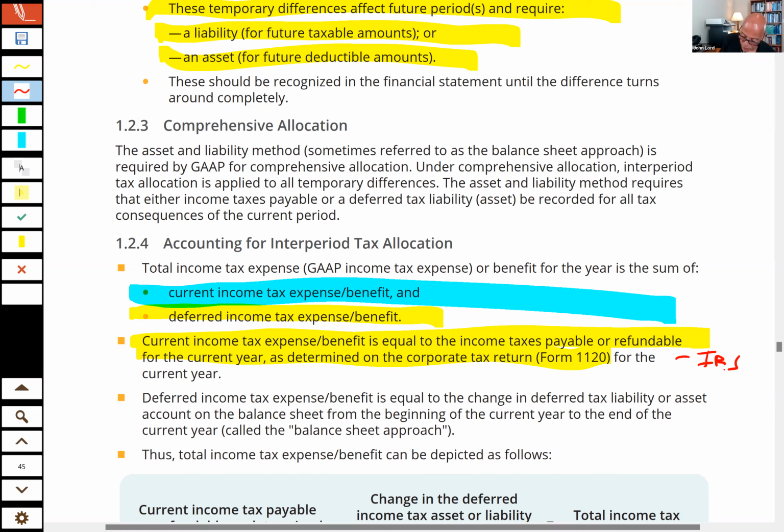Okay, the deferred income tax expense or benefit, and just come over and take a look. They tell us deferred income tax is equal to the change in the deferred tax liability or asset account balance from the beginning of the current period to the end of the current period, which they call the balance sheet approach.